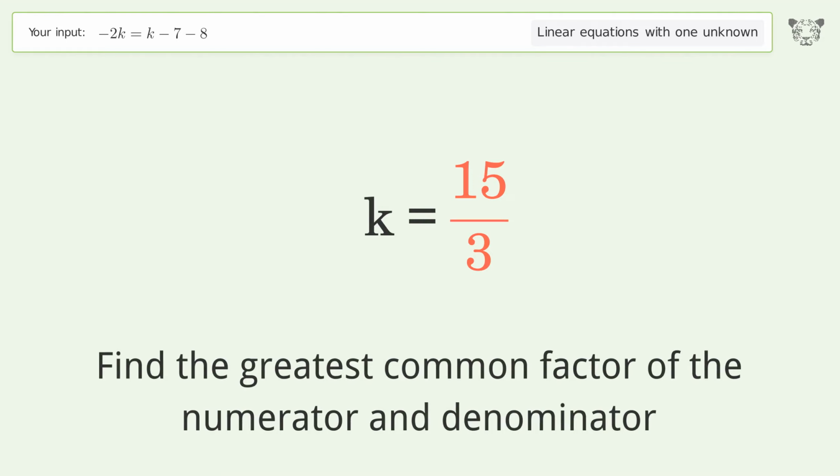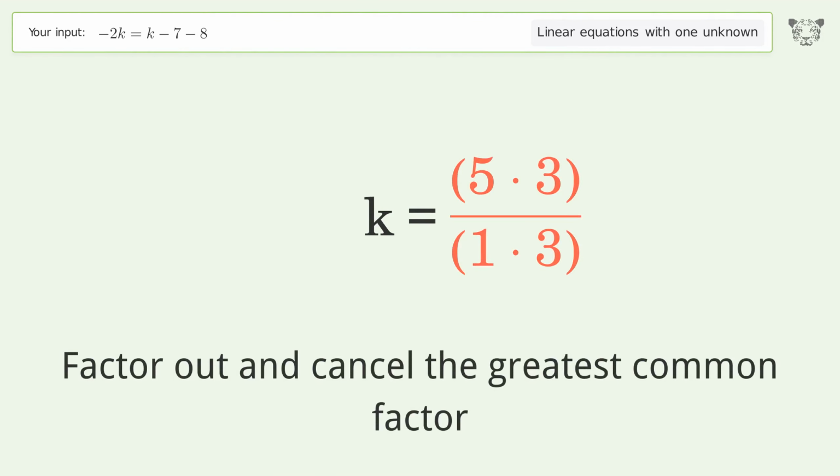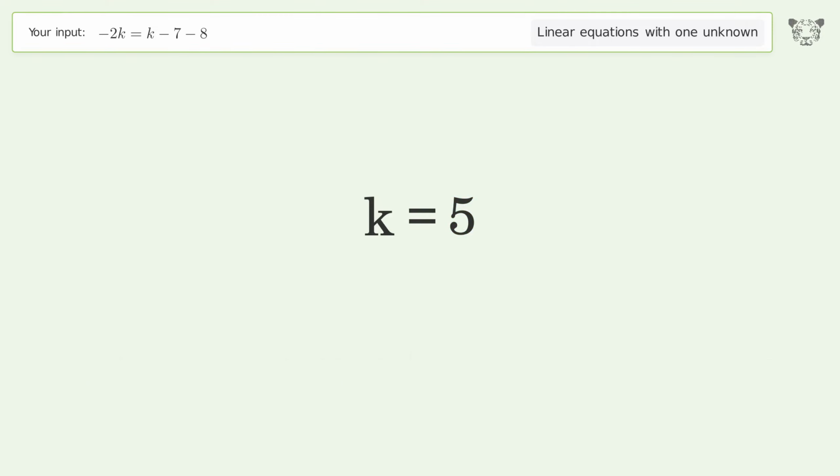Find the greatest common factor of the numerator and denominator. Factor out and cancel the greatest common factor. And so the final result is k equals 5.